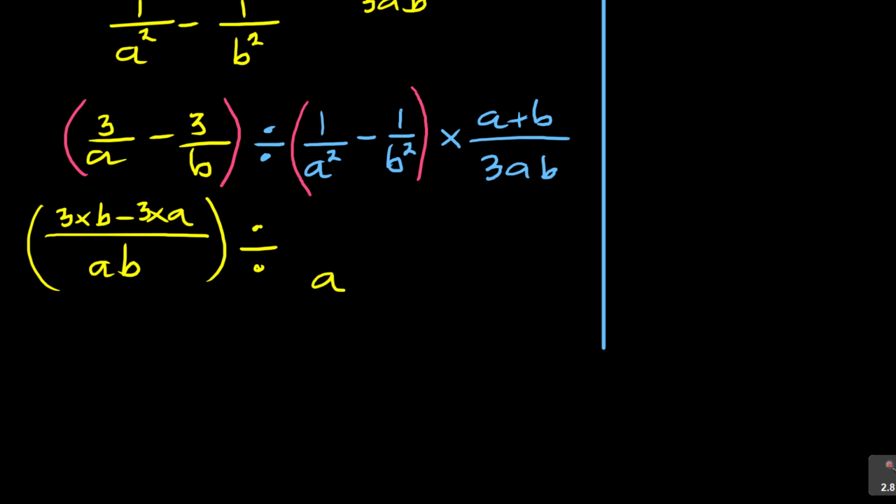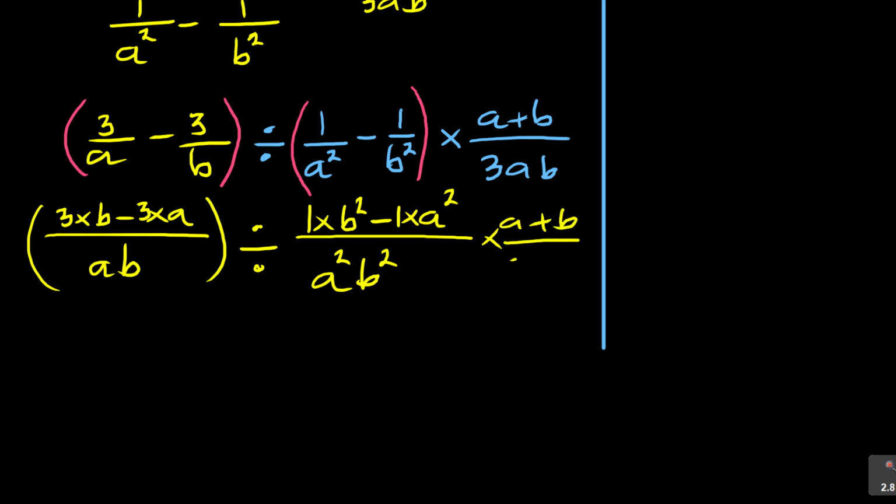Then, divided by, do the same thing here. What's the common denominator? It is a squared b squared. You do the same thing: 1 times, you cancel that, and b squared is remaining, so it's b squared. Minus 1 times a squared. And then it's times a plus b over 3ab. This is equal to, continuing, 3b minus 3a. You take out what is common. Factorize 3 there, you will have b minus a, because 3 is common, so it will be b minus a over ab.